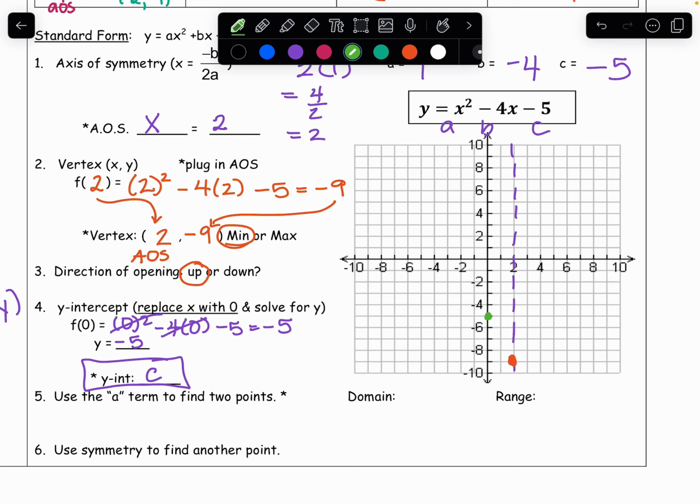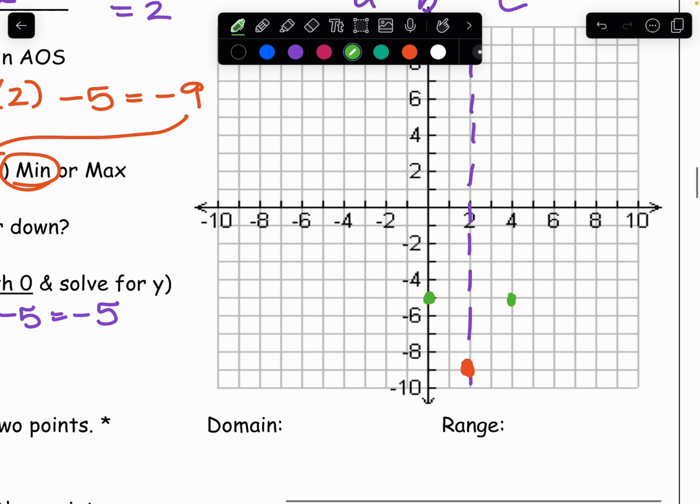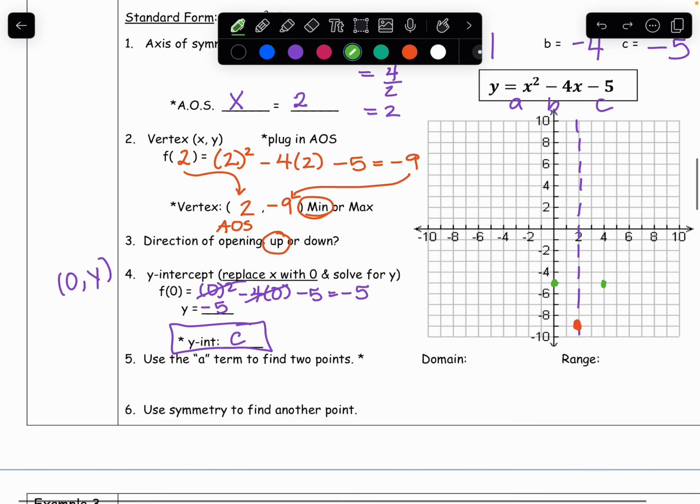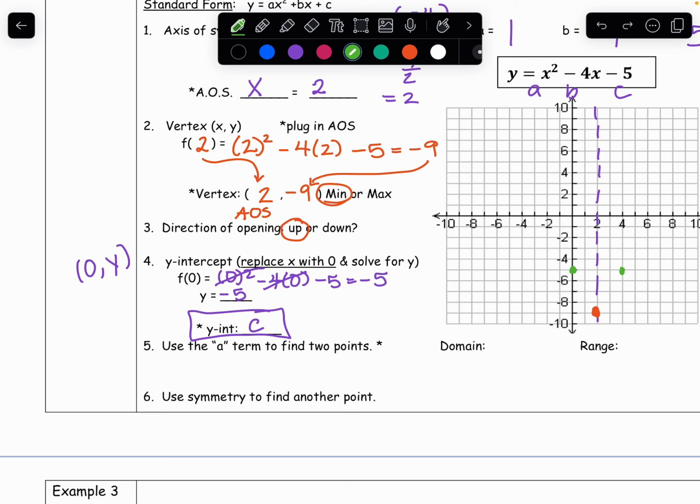Now we can use our axis of symmetry to reflect it over. So how I got that, I'm 1, 2 away, so I'm going to go 1, 2 on the other side. So now we have 3 points. We need 5 points. Need 5 points, okay?